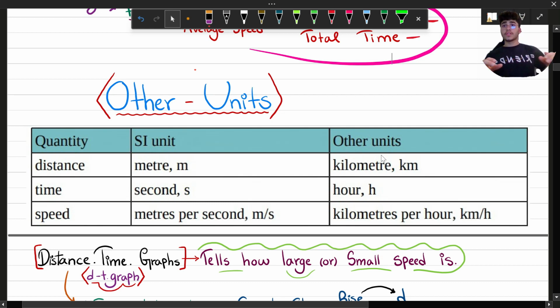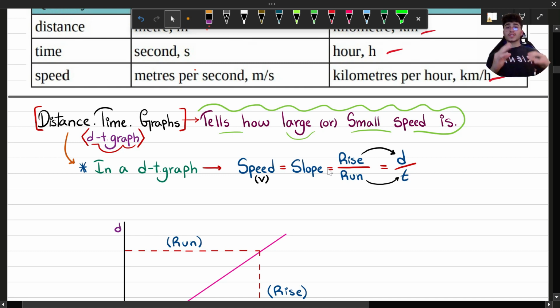These are some other units for distance, time, and speed. Distance can also be measured in kilometers. Time can also be measured in hours or minutes. Speed can be measured in kilometers per hour. So up till now, we've covered the introduction to quantities and the two types of speed, instantaneous speed and average speed. Now, how do we know how small or large the speed is?